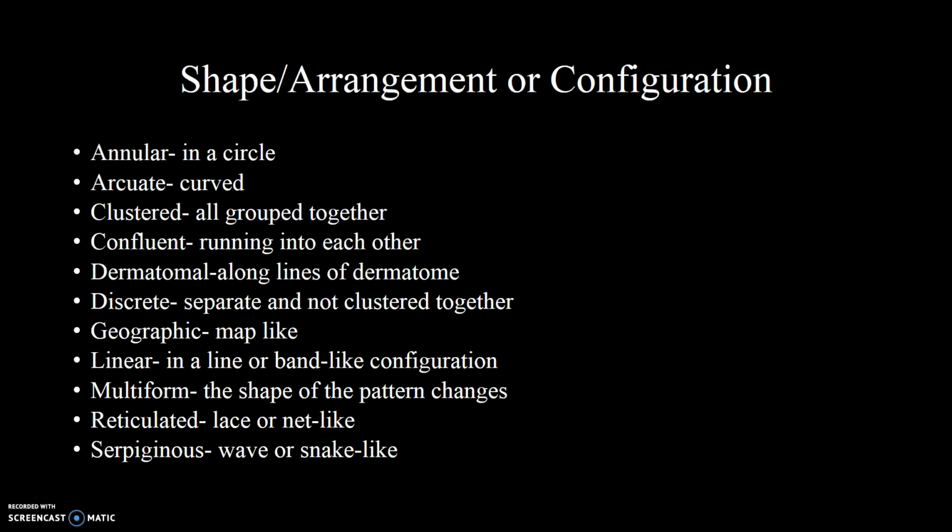Dermatomal, does it run along a dermatomal line? Most of us would think of herpes zoster, the shingles. Geographic, map-like; we'll see geographic tongue often in clinic. Reticulated, lace or net-like. There are a couple of viral rashes that have reticulation, and that leads you to your diagnoses. You can review these, but shape and arrangement or configuration is very important, again, for an ability to describe, document, and accurately diagnose.